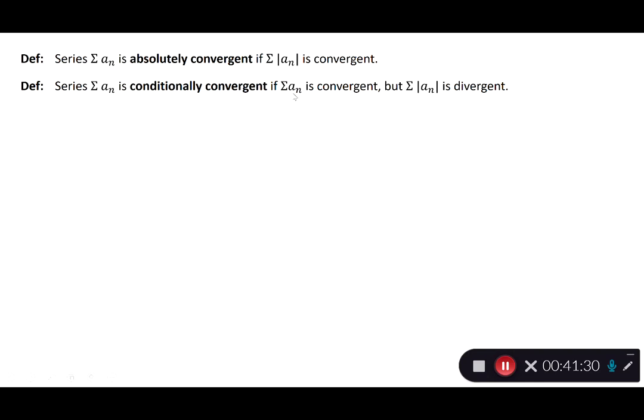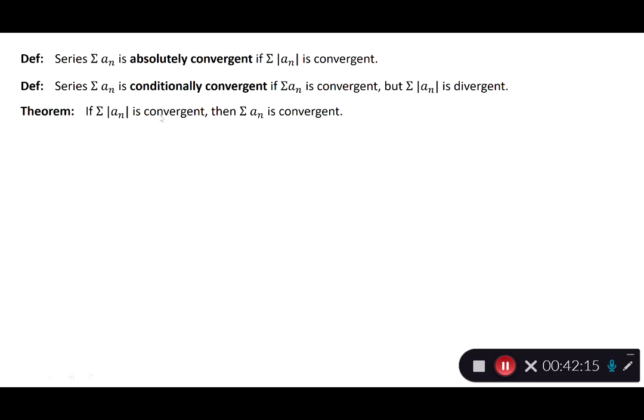How? When we look at the alternating harmonic series, a sub n happens to be negative 1 to the n minus 1 over n. We saw that in the previous one. Did that series converge? Yes, it converged. So sigma a sub n is convergent. But if you were to take the absolute value of negative 1 to the n minus 1 over n, you just get sigma 1 over n. That is a harmonic series, which diverges. And that's why we say the alternating harmonic series is conditionally convergent. Okay? Cool. Now let's look at another very important theorem.